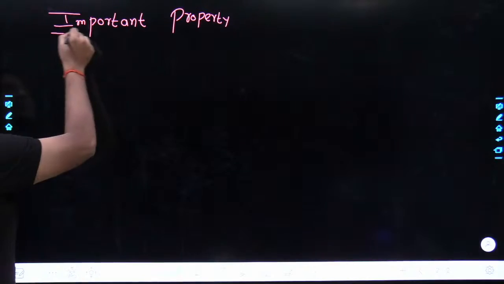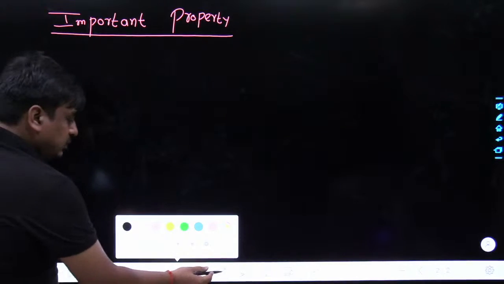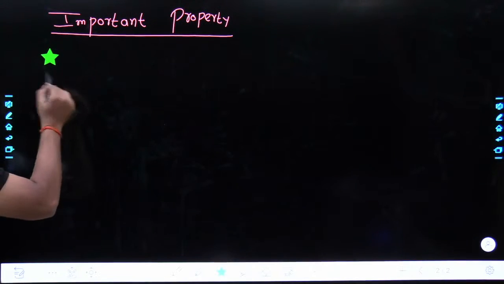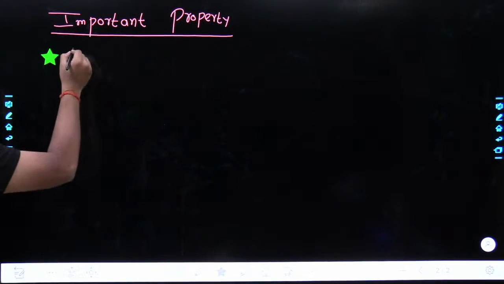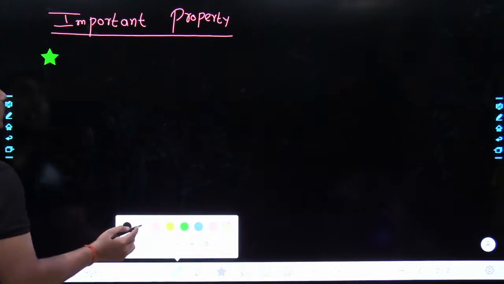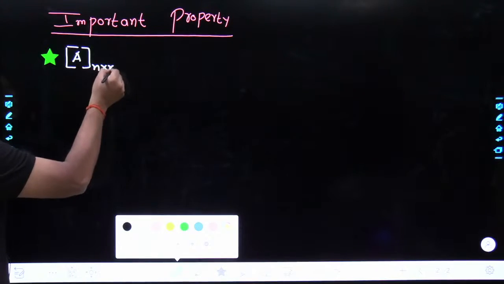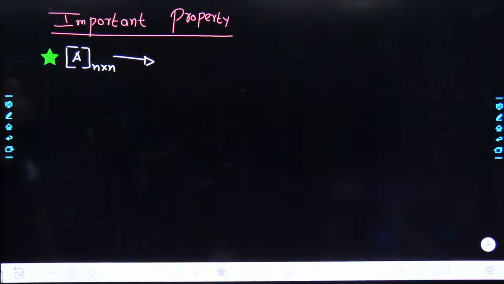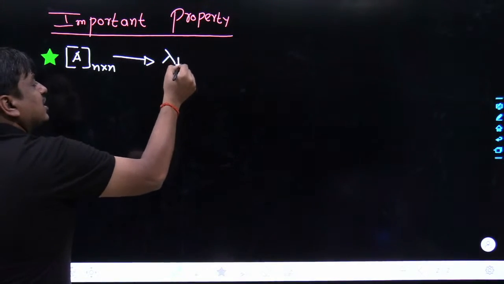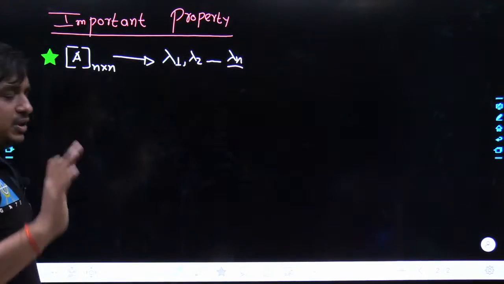And very important properties we are going to discuss over here. Let me take the first important property. If you have a matrix with the order of n cross n, how many lambdas will you have? N number of lambdas, which start from lambda 1, lambda 2, and go till lambda n. That's the first important thing.